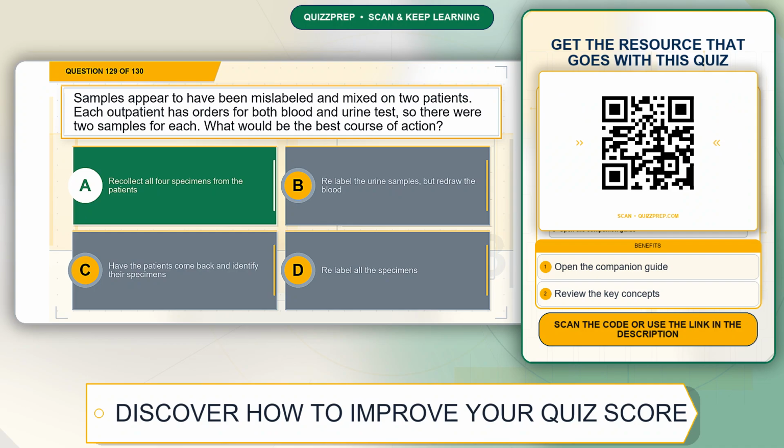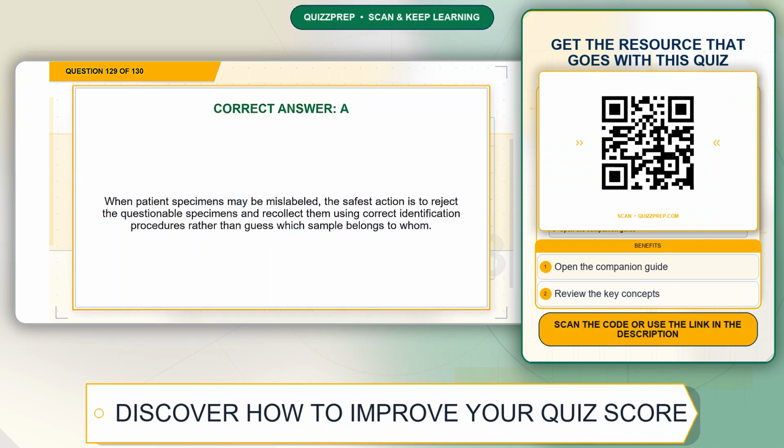The correct answer is Option A, recollect all 4 specimens from the patients. Explanation. When patient specimens may be mislabeled, the safest action is to reject the questionable specimens and recollect them using correct identification procedures rather than guess which sample belongs to whom.